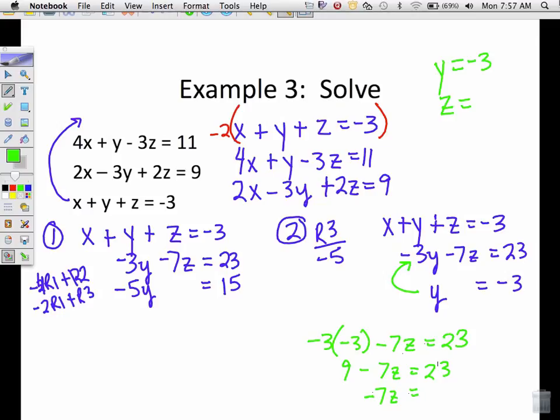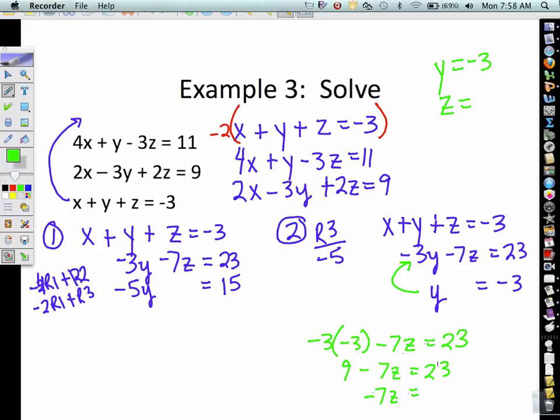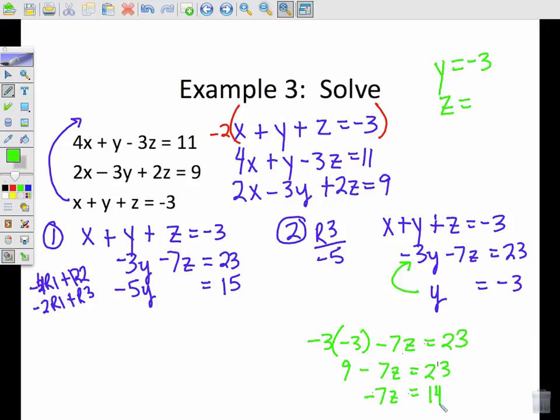something happened with my 23 here. Hold on one second. Okay, we're okay. So 23 minus 9 is 14. And so z would equal a negative 2.